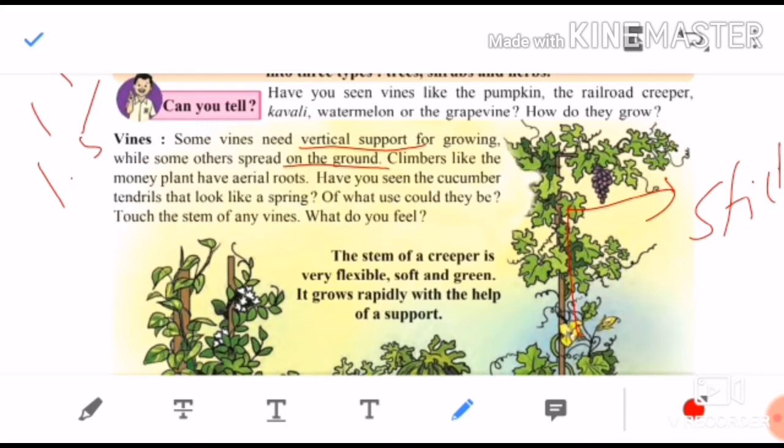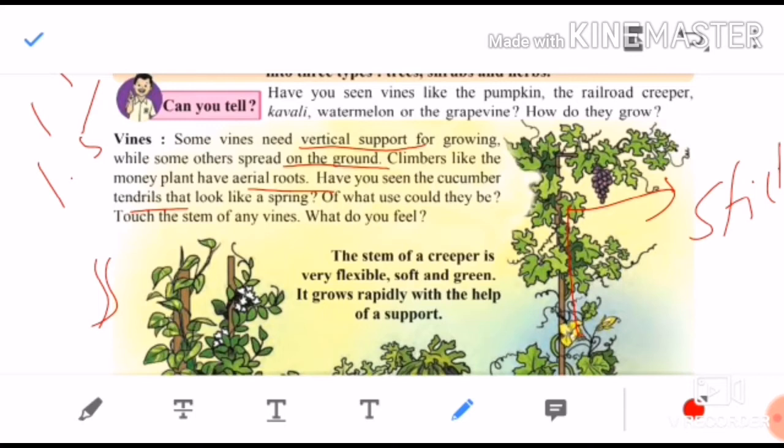Climbers like money plants have aerial roots. You have seen some people planting money plants at home. Yes or no? So they sometimes have extra roots, aerial roots, growing. Have you seen the cucumber tendrils? They look like a spring. Cucumber also grows on this one. Then creepers have tendrils. Tendrils means their stems are like this spring. Of what use could they be?